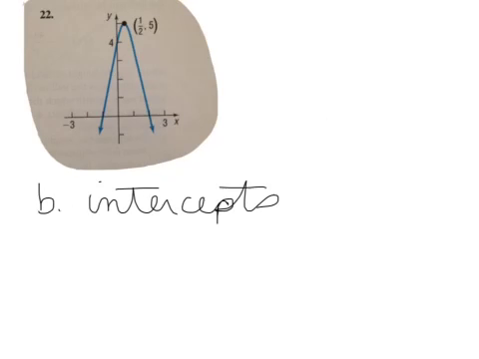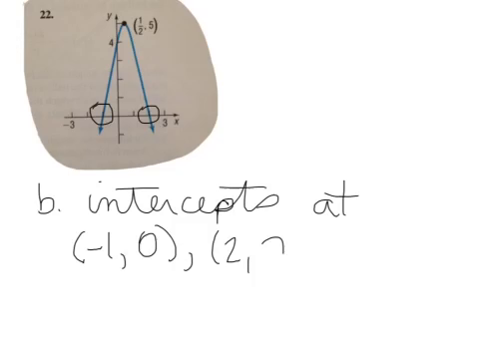B asks for the intercepts, so I'm just going to list them. So here's an intercept. So intercepts at -1, 0. And then I'll do the other one here. So that's at 2, 0. And then my y-intercept crosses at 4. So that's my x value is 0, 4.